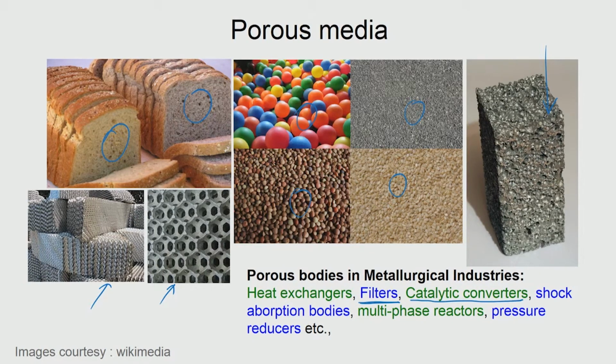So, catalytic converters are also generally porous bodies, and you also have multiphase reactors that would have porous bodies. One of the reactants will be made as these porous medium, the other ones will be like fluid going through, and then because of the extended surface area that is available, reactions can take place at more area, and that can be useful in enhancing the productivity. And the pressure reducers, when you want to reduce pressure across a length, then introducing a porous body in between generally helps. So, like this there are a number of applications in metallurgical industry where the porous bodies are coming across.